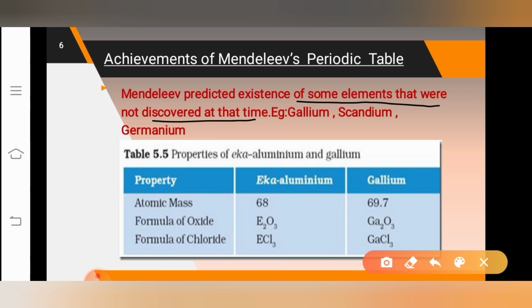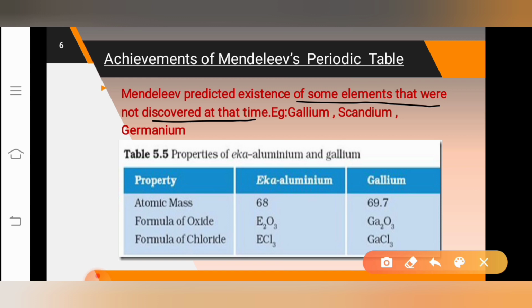Because of those elements, why did he miss out those elements? Because there were no proper atomic masses for those elements which were missed. Because some elements did not have atomic masses, some of the periods or slots were empty in his table, and then he guessed what that element may be. Right, he guessed the element.